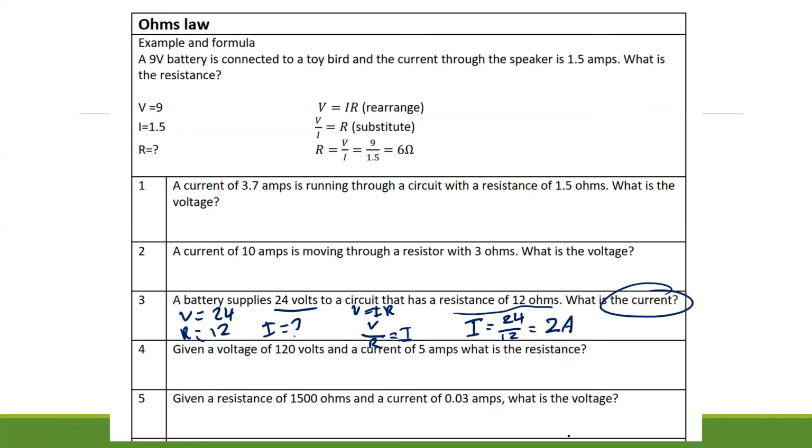So some of these you'll have to rearrange. Some of these you won't. If you aren't confident with how to, there's an example up the top here. If you're not confident with how to rearrange though, you can just use these formulas here. V equals IR. I equals V over R. And R equals V over I. They're the only formulas you'll need. That should be enough information to get you through all of Electronics 1.